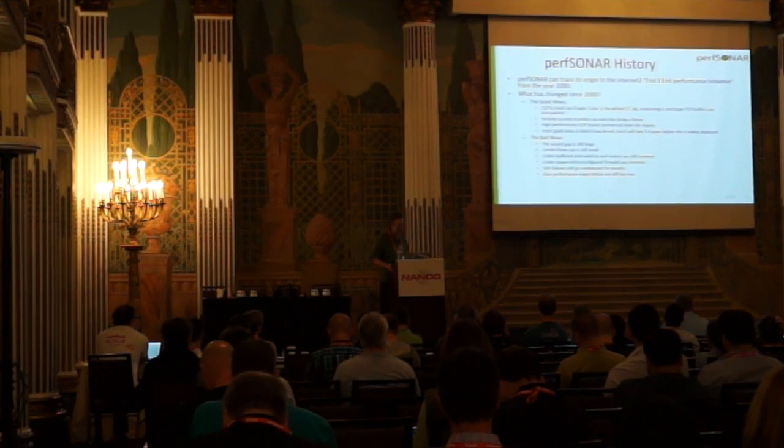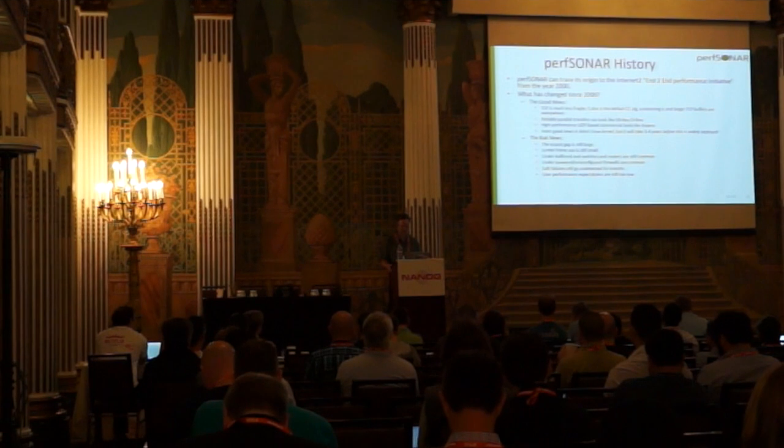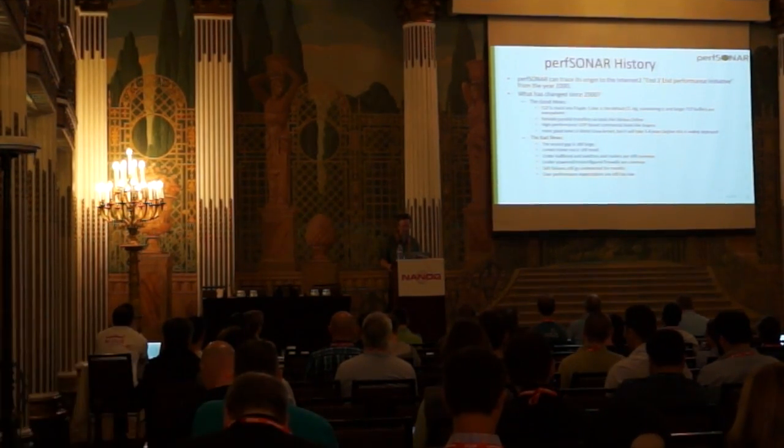So a bit of history. perfSONAR evolved out of an Internet2 initiative called the End-to-End Performance Initiative back in the year 2000, so 15 years ago now. So what's changed in the last 15 years? Well, TCP is a lot less fragile. Back then it was only TCP Reno. Cubic is now the default congestion control algorithm in pretty much every Linux distribution. Auto-tuning is on now.